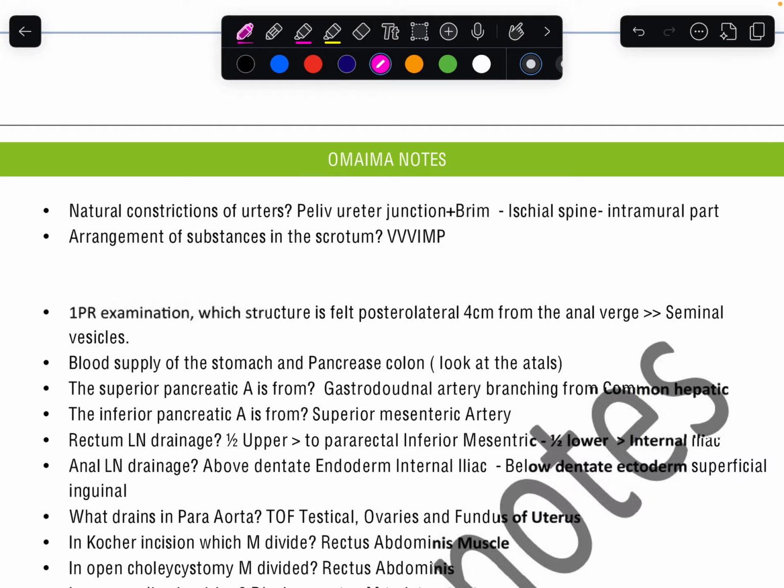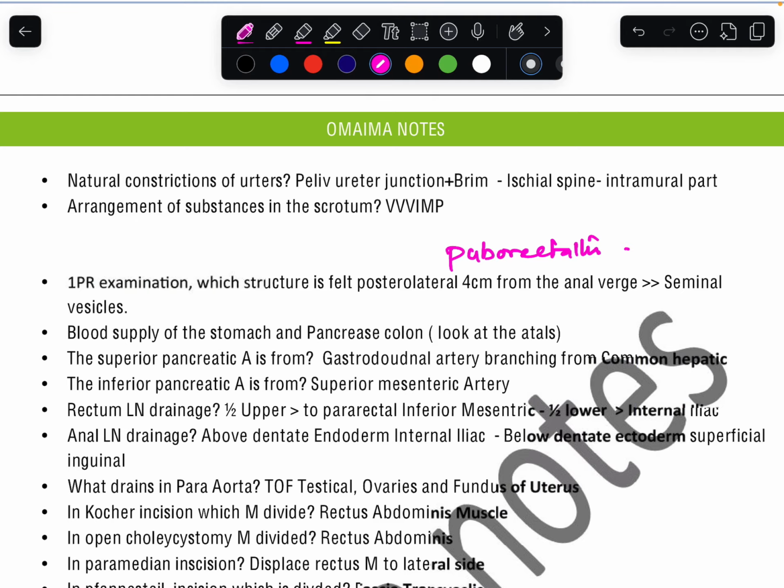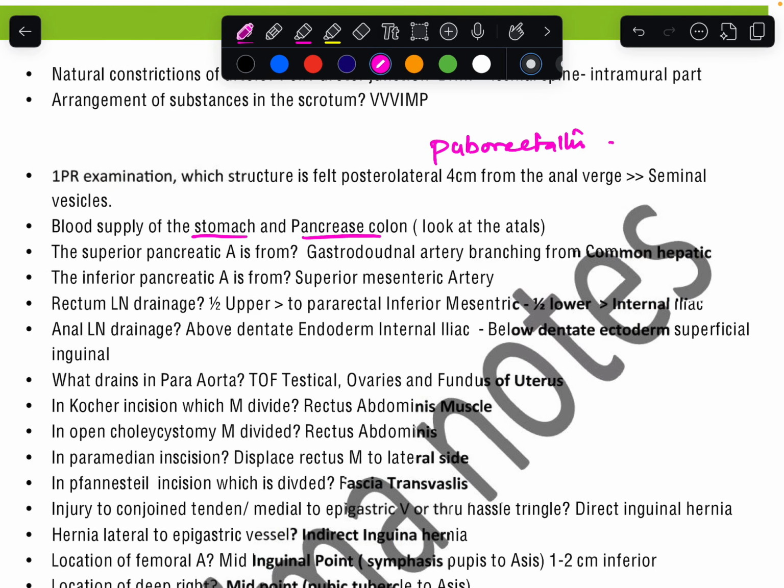On per rectal examination, posterolateral, 4 cm from the anal verge, seminal vesicle. Puborectalis muscle: this question comes most of the time. Blood supply of stomach and pancreas, look at that. Superior pancreatic artery is from gastroduodenal. Inferior pancreatic artery is from the superior mesenteric artery.